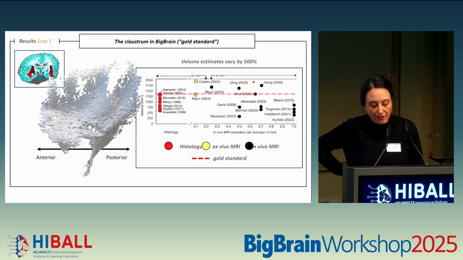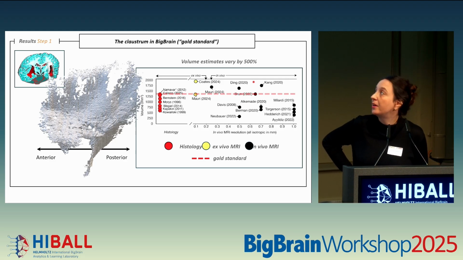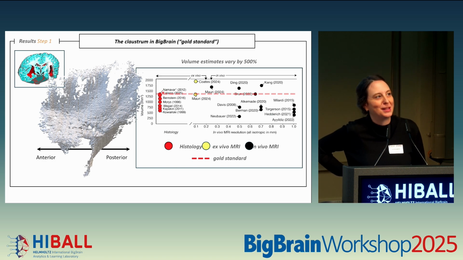But interestingly, we're larger than all but one prior histological study. And we don't think that this is a shortcoming or suggesting to us that we're actually capturing too much. We think because of the resolution of the BigBrain and the fact that it's continuous, we're actually capturing the structure as it is.